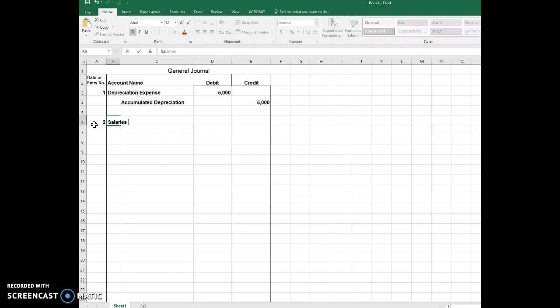The entry would be to debit salaries expense, and let's say that was $800, and let's credit salaries payable, $800. Salaries payable is just like any other liability. It's a short-term liability in this case. It represents the fact that you owe your employees some money. And you will pay this on the very next payday.